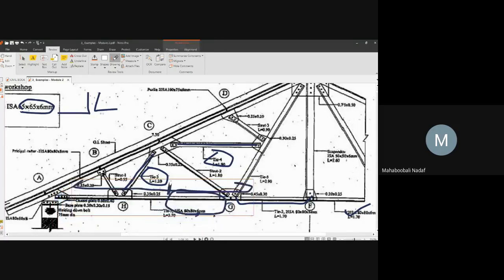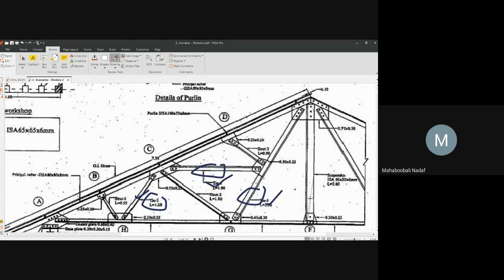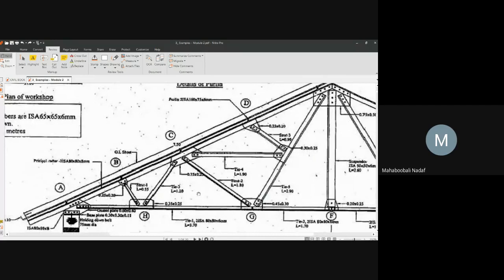Now tie 1 and tie 2 are completed. Tie 3 is this member, tie 4 is this member, tie 5 is this member. So five ties in the half of the truss, and three struts. And this common member is called the suspender. It is ISA 50 by 50 by 6. Length is 3 meter. They have given 3.1 or 3.2. No problem. Now wherever the junctions are there, one more member we have forgotten.